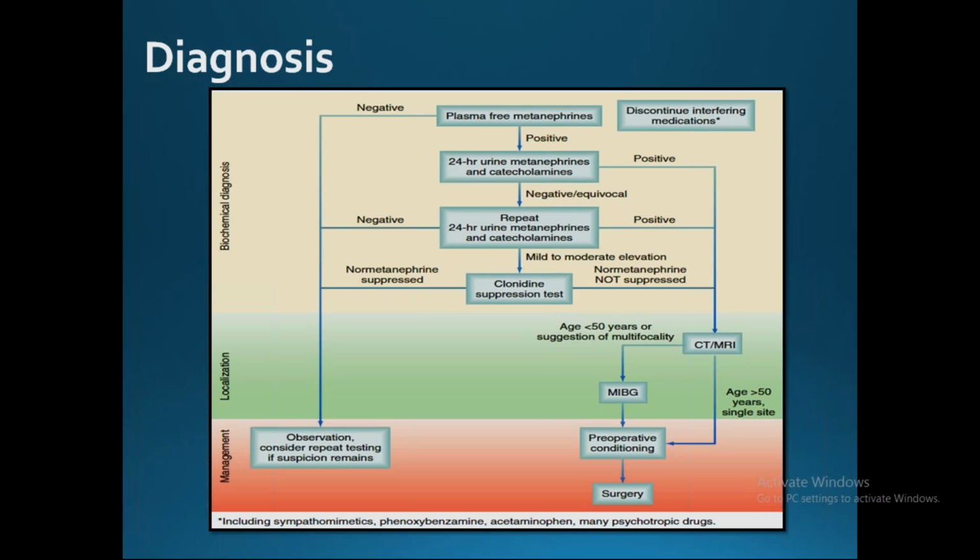If the 24-hour urine metanephrine and catecholamines is negative, you repeat the test again, and if it is positive, follow the same CT-MRI cycle. If it is negative even then, you observe. If it is mild to moderate positive, then you go for clonidine suppression testing. If the norepinephrine is suppressed, then you can observe. But if it is not suppressed, again you follow the CT-MRI cycle.